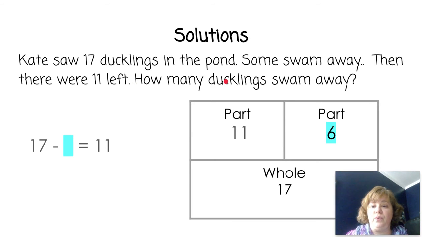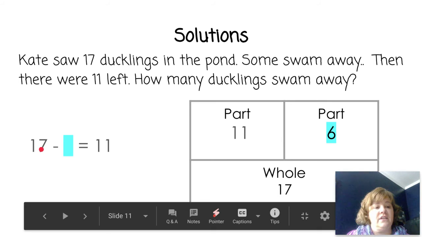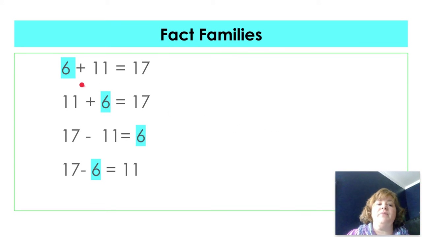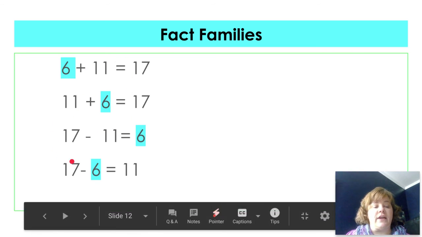Maybe you knew that to start with 17 and take something away to get to 11, we did that solving and we figured out that it was 6. So we could put 6 in as the other part in our part whole chart. You could also use, maybe you knew that 6 plus 11 equaled 17, which would help you solve all the other problems in the fact family.